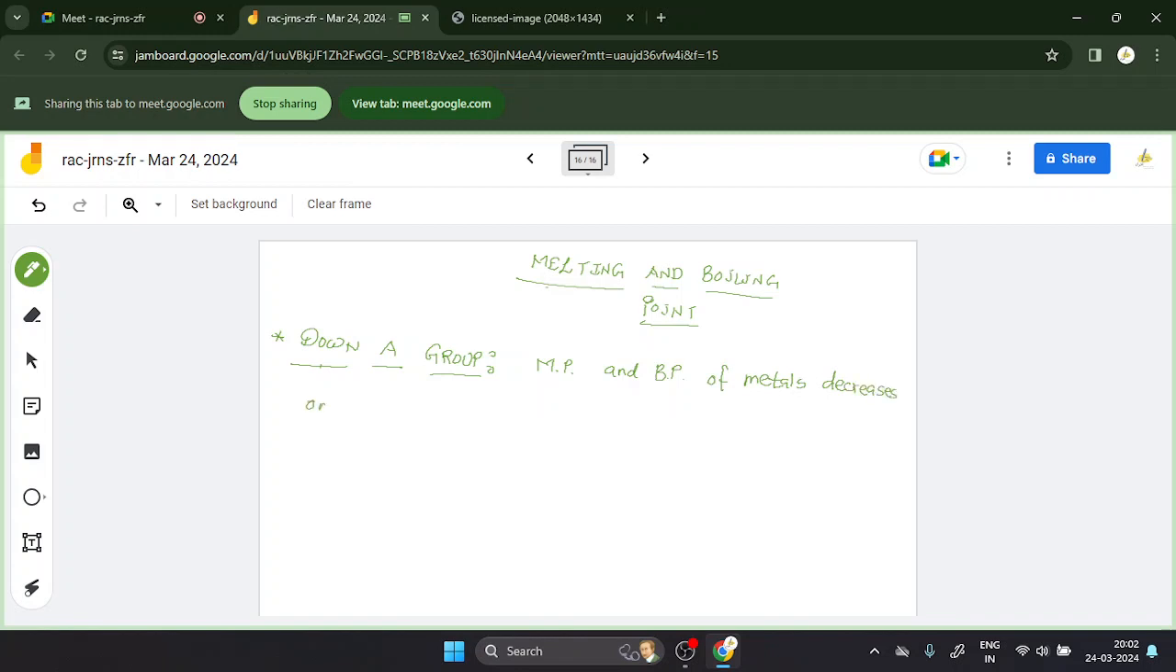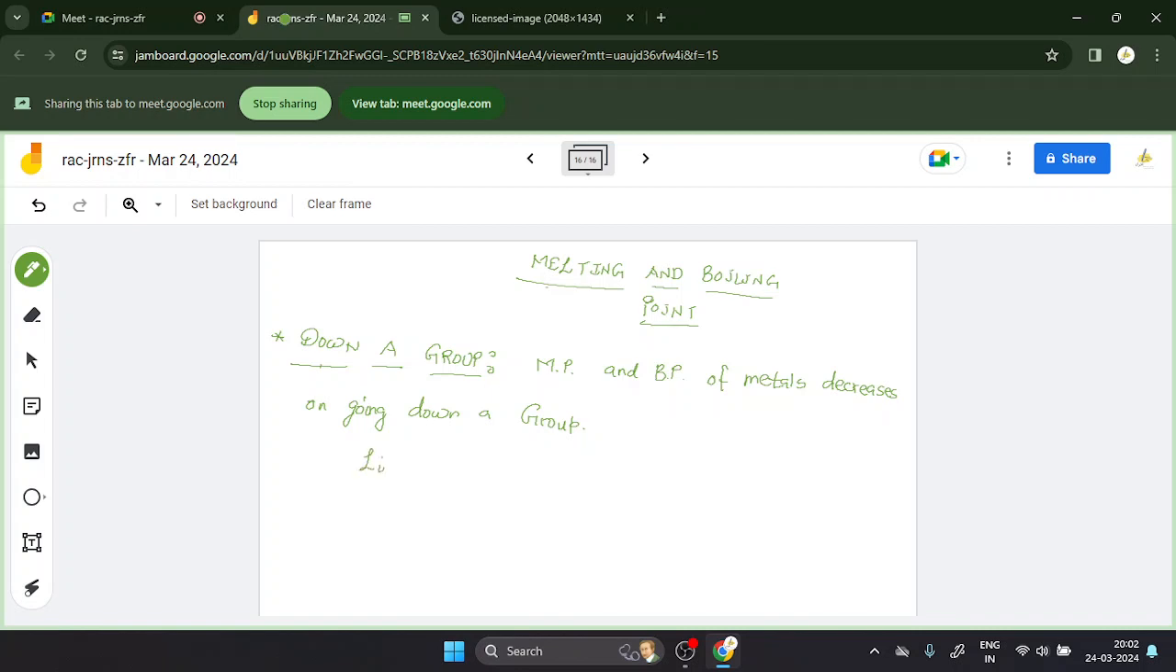Okay, on going down a group. Clear? On going down a group. For example, lithium has the highest melting and boiling point, then sodium will have the in between, and potassium will be least. It will be decreasing.